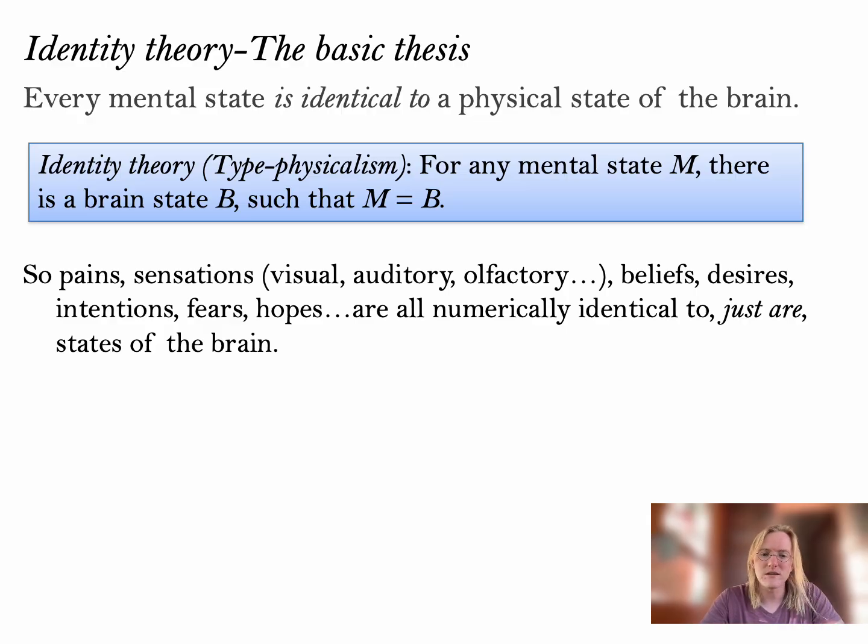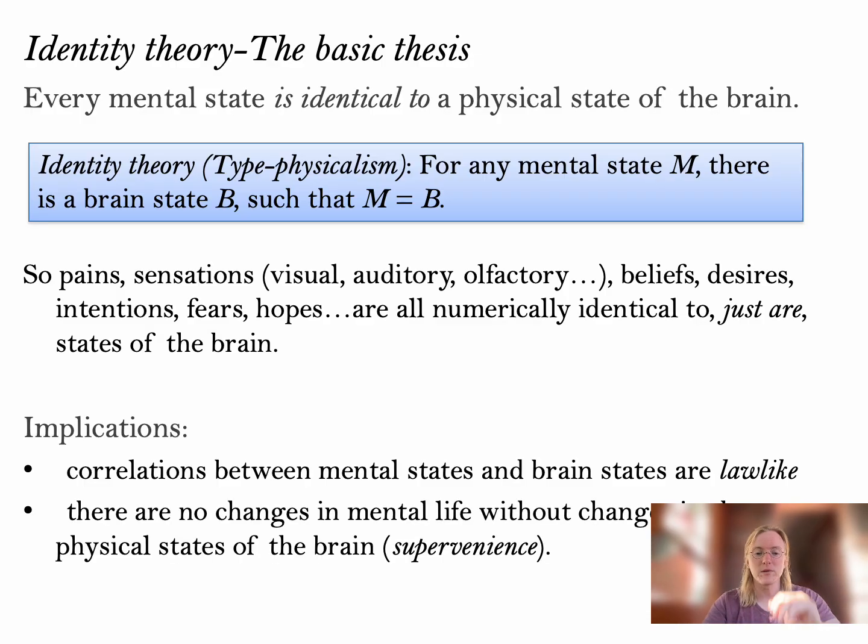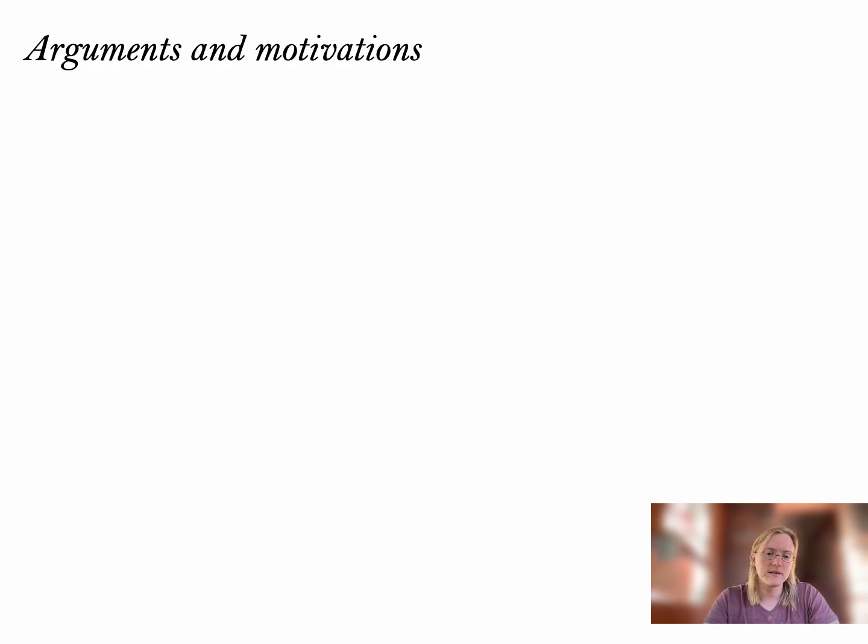So pains, sensations, visual, auditory, olfactory, beliefs, desires, intentions, fears, hopes, these are all numerically identical and just are states of the brain. So correlations between mental states and brain states are law-like. They have an equal sign between them, law-like in the sense of the atomic number of gold is 79. When you have the atomic number 79, you have gold, you have no other element. It's a law, right? So the same thing with mental states and brain states according to identity theory. And likewise, there's this strict supervenience, meaning that any change in the one thing tracks identically a change in the other. So anytime there's a change in a brain state, there will be a corresponding change in a mental state, and any change in a mental state will be explained by virtue of a cause in some brain state.